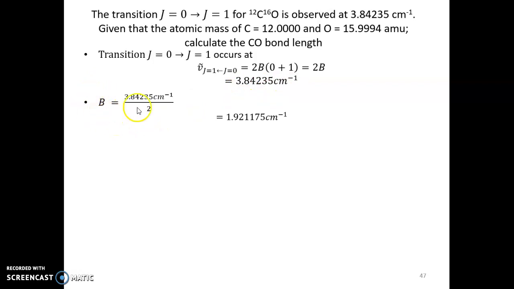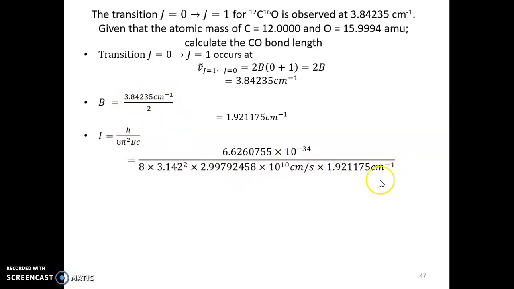So we can calculate B as 3.84235 divided by 2, which gives us 1.921175. From there we calculate our I, h over 8 pi squared BC. C is included because B is given in wave numbers. Substituting all that, we have our I equal to a particular number which is not on the slide. We also note that we have to calculate the bond length. I is also equal to mu r squared.